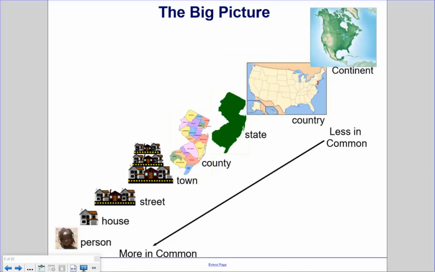The big picture. In this diagram, the continent is the broadest category. You could have people living on the same continent, but not have a lot in common. For instance, someone living in Texas may not have a whole lot in common with someone living in northern Canada. But then as you get more specific, we get down to the level where we're talking about streets and houses. People living in the same house or living on the same street have a lot more in common with each other than somebody living in Texas and somebody living in northern Canada.